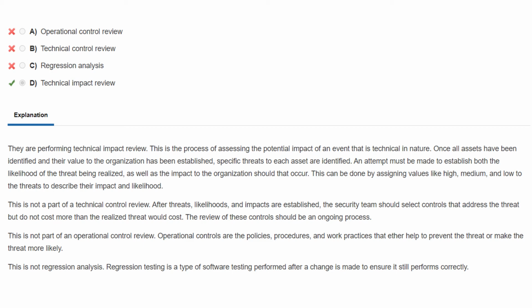This is the process of assessing the potential impact of an event that is technical in nature. Once all assets have been identified and their value to the organization has been established, specific threats to each asset are identified. An attempt must be made to establish both the likelihood of the threat being realized as well as the impact to the organization should that occur. This can be done by assigning values like high, medium, and low to the threats to describe their impact and likelihood.